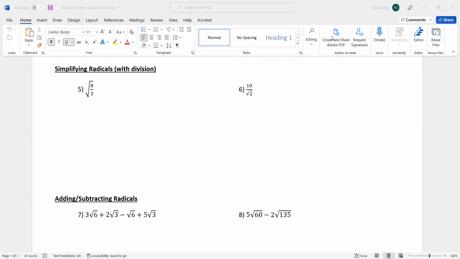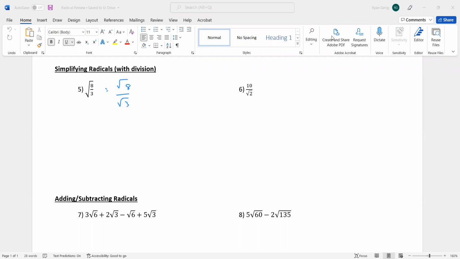Okay, so here we go. Rule with this is you can't have a radical in the denominator. In both of these, I have one. So I've got the square root of 8, and I'm just going to go ahead and split it up over the square root of 3. I can't reduce that. Square root of 3 is not a good number.